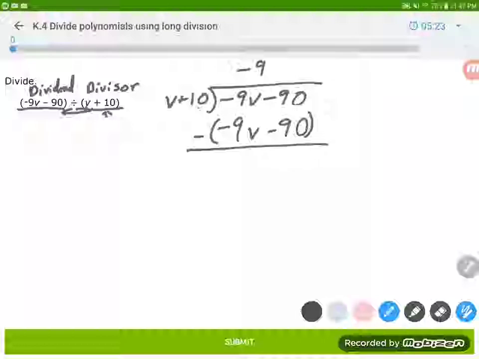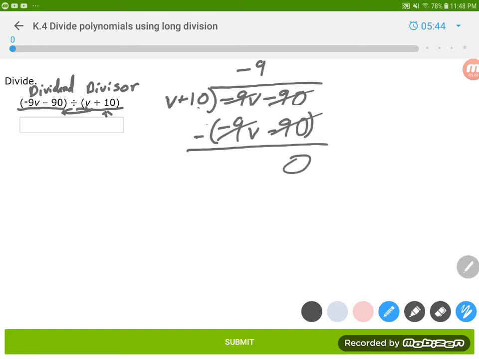Negative 9v minus negative 9v. Well, this could be like a positive 9v, and negative and positive would cancel. Or subtracting two of the same thing always makes it go away. And negative 90 minus negative 90, well, those are both the same thing too. They go away. And we get 0 as a result of that division.